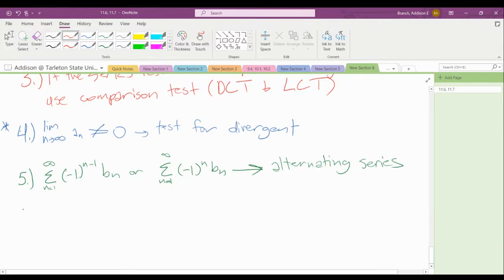All right, now we have test number 6. If you have anything like this, if you have a factorial, if you have something to the n power, or some combination of a lot of products, that's going to be a hint to go ahead and do your ratio test.